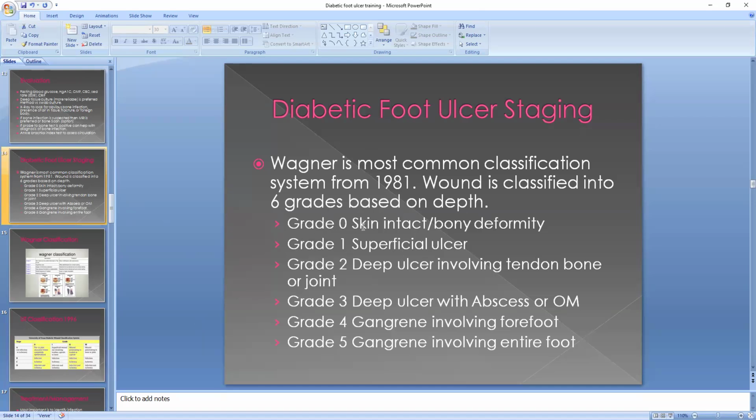Grade 0 is intact skin with bony deformity. Grade 1 is the next step, where you have a superficial ulcer. Grade 2 is a deeper ulcer involving tendon, bone, or a joint. Grade 3 is a full thickness ulcer, but it has an abscess or osteomyelitis. Grade 4 is obvious gangrene of a toe or the front half of the foot, and grade 5 is the entire foot. So it's pretty bad.